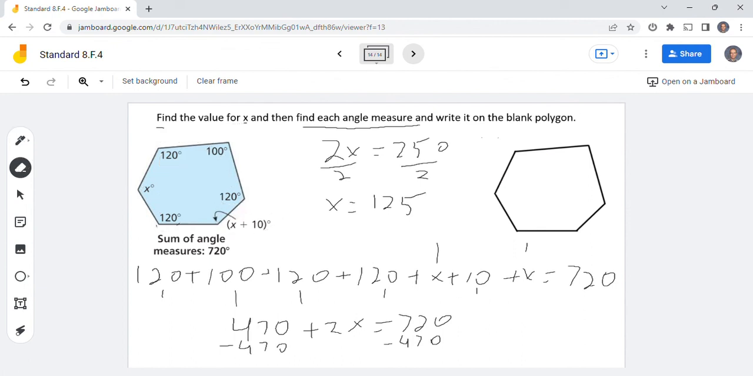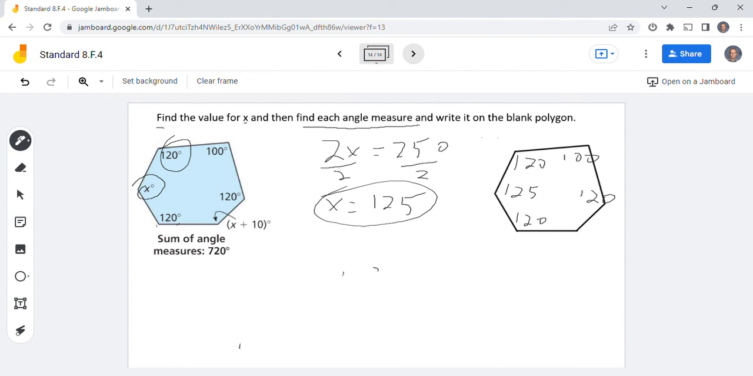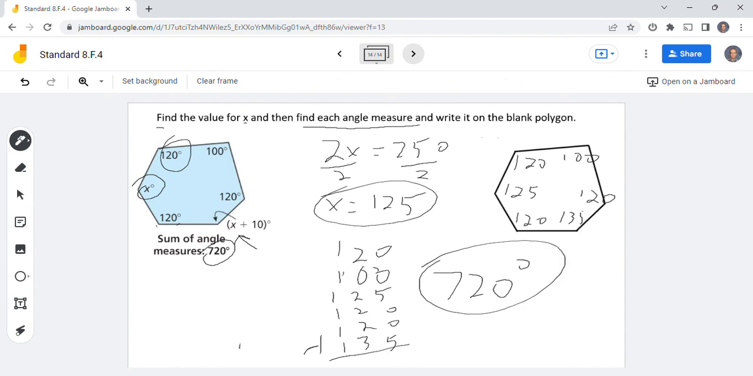Now let's write down the measure of our angles, and we have a lot of them that are already given to us, so we're just going to write those down. This angle is x, and we know x is 125, so we now know that angle is 125. Over here we have x plus 10, so we got to plug it in. 125 plus 10 is 135. So we now have all of the angles, but let's add them together just to make sure that they sum up to 720 after all. Add those all together, and indeed they end up being 720 degrees. So we have correctly solved this equation.